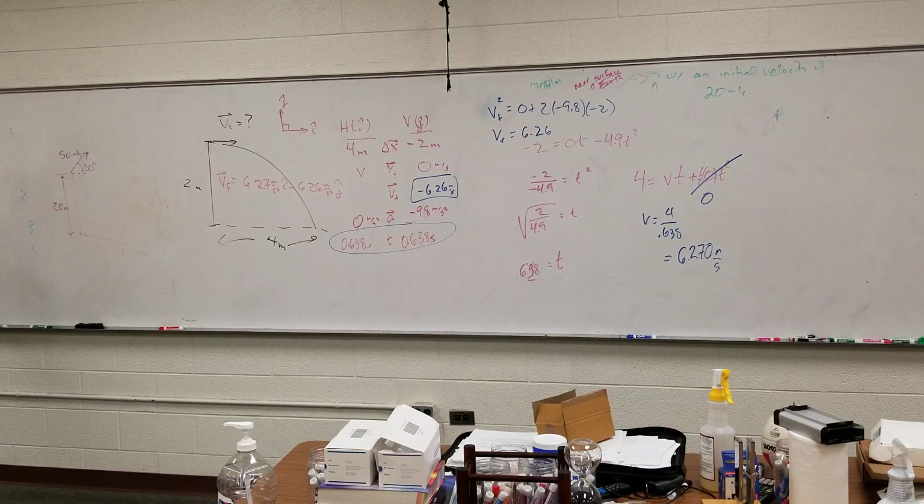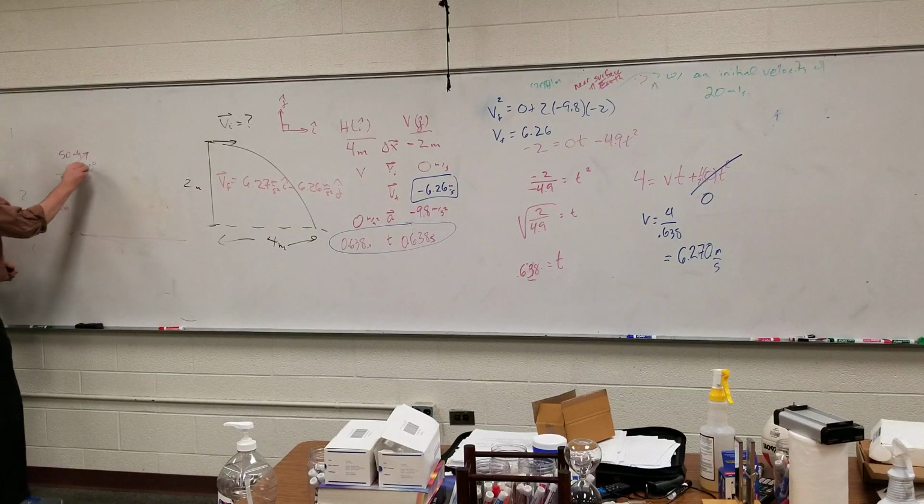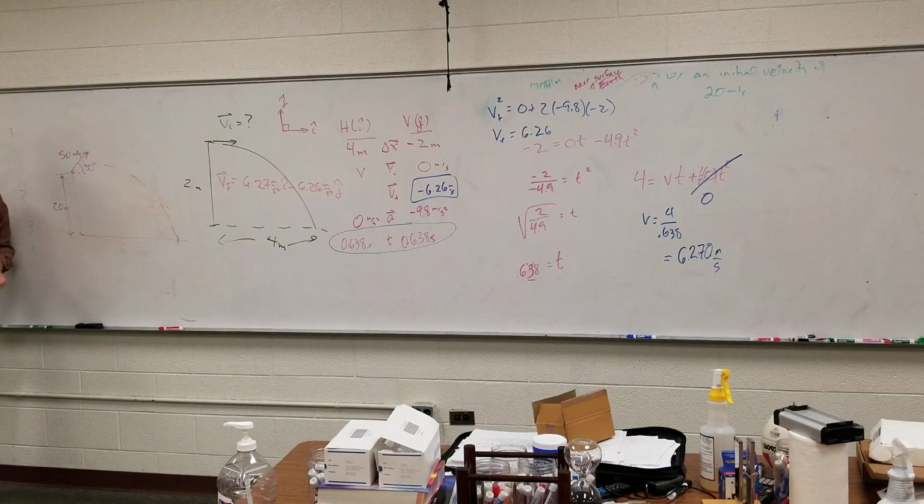An object is propelled at an angle of 30 degrees above the horizontal at 50 meters per second from a cliff of a height of 20 meters. Ground below is level. Where does it hit?